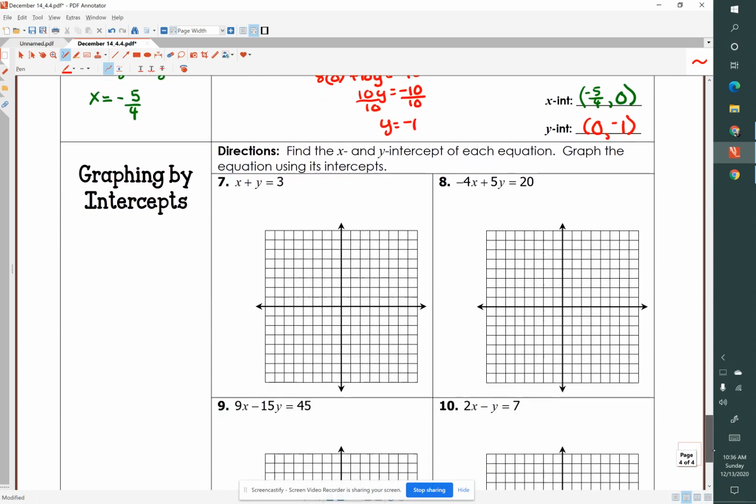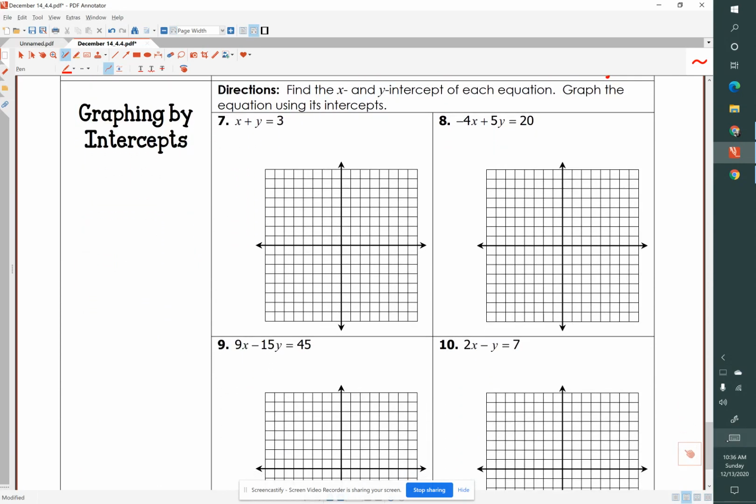Now finally, we want to be able to graph by intercept. So we're asked to find the x and y intercept of each equation. And we're going to graph the equation using its intercepts. So let's find the x-intercept first. Set y to 0. So x plus 0 equals 3, x equals 3. So that would be the point 3, 0, and that would be right here.